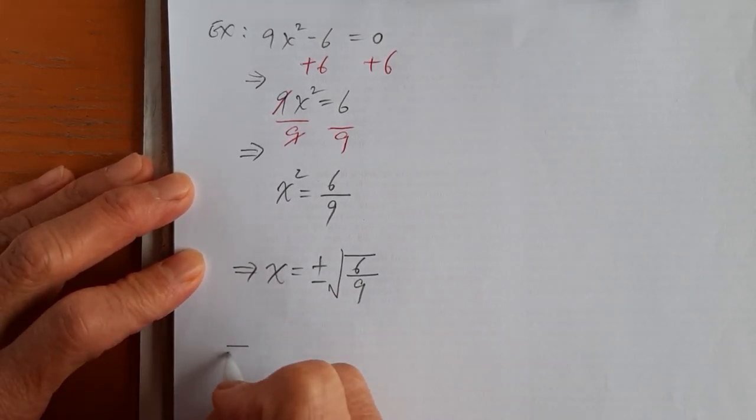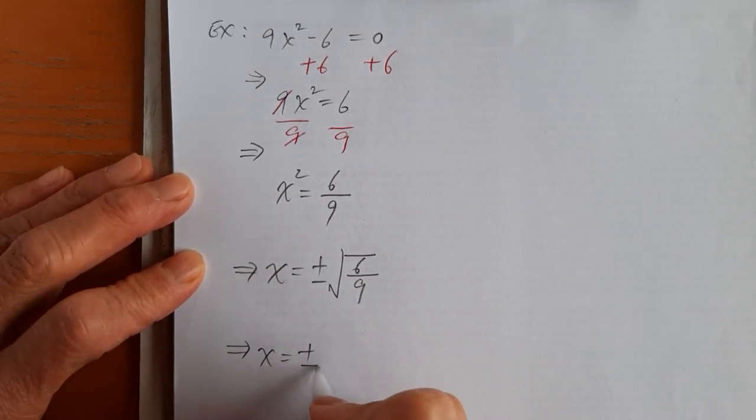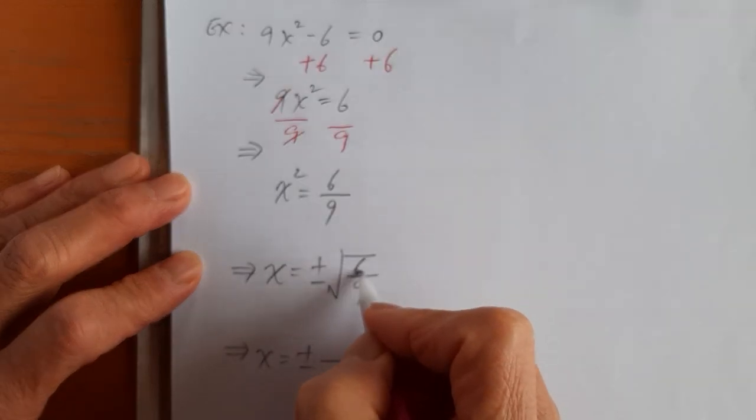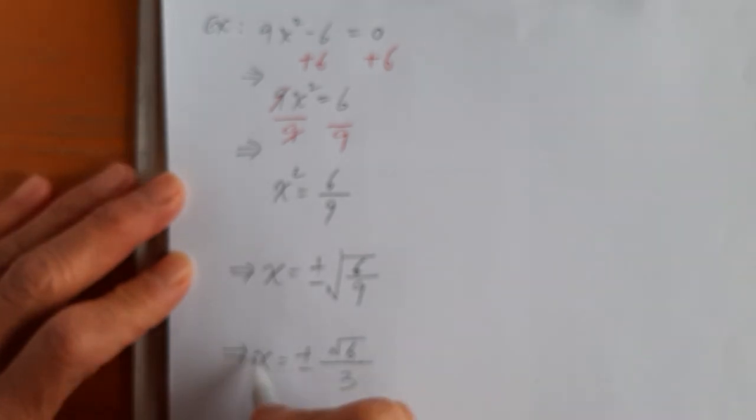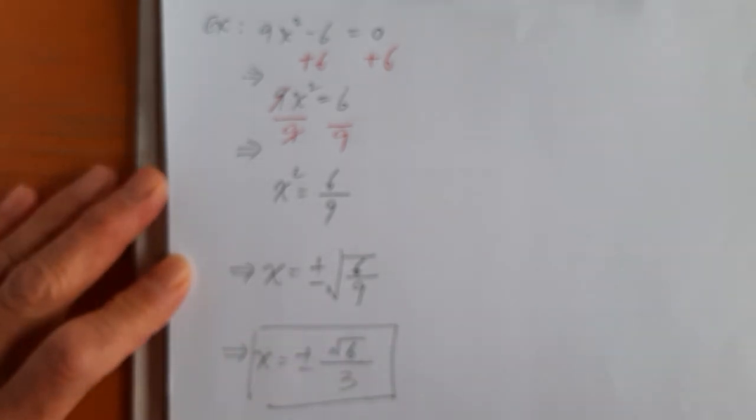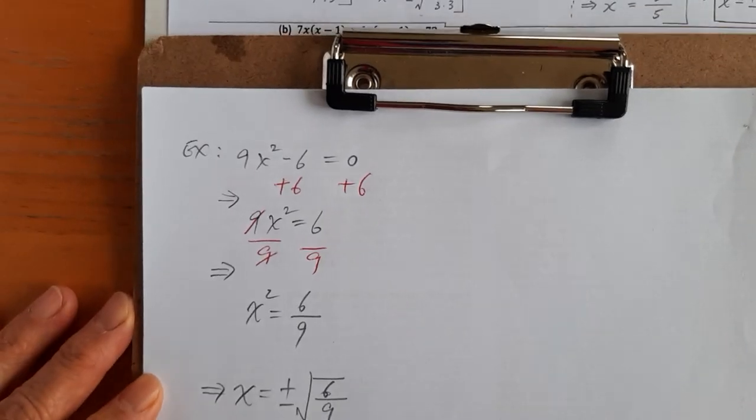And then x equals positive or negative. Then 6, take the square root, just square root of 6. 9 is 3 squared, take the square root, it's 3. So that's the answer.